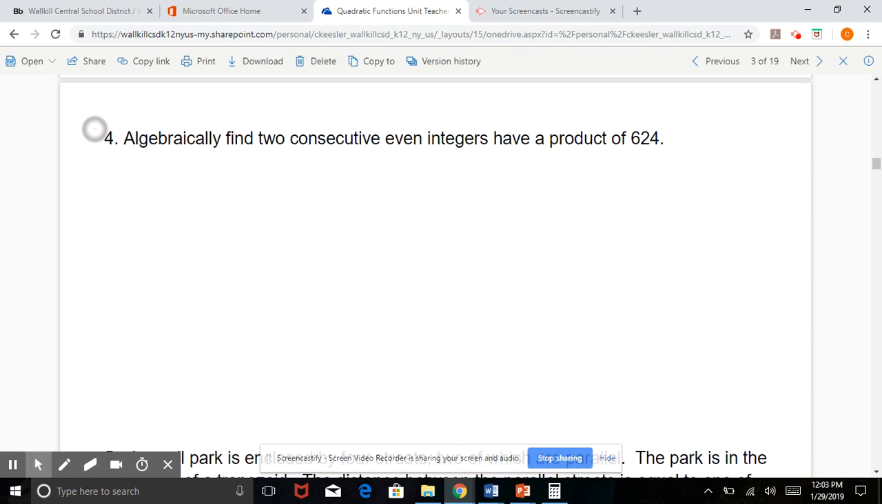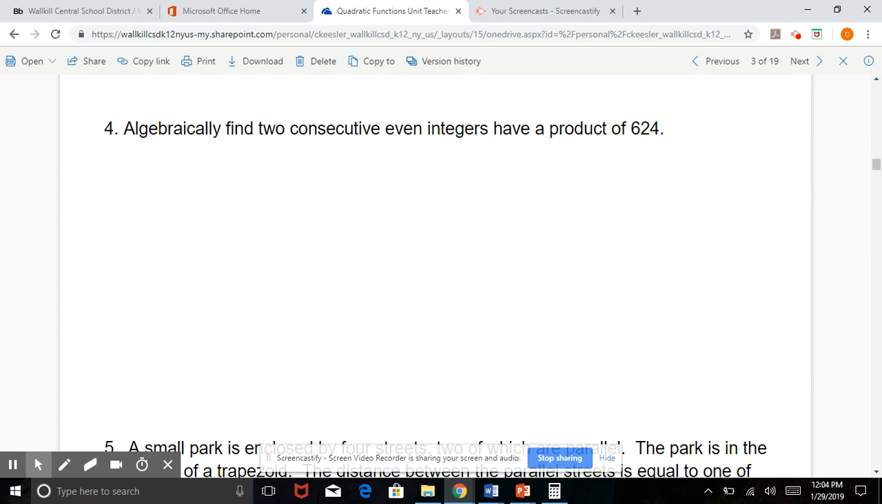Okay, number 4 is different than the problem you have in your notes. If you choose to copy it down, that's fine, but you can do the work in the space for number 4. Algebraically find 2 consecutive even integers that have a product of 624. So we have to remember our idea of consecutive integers from earlier in the year. 2 consecutive even integers. If we don't know them, we're going to call the first one x, and it's even, so the second one is going to be x plus 2. From there, they have a product, which means multiply, of 624. So x times x plus 2 equals 624.